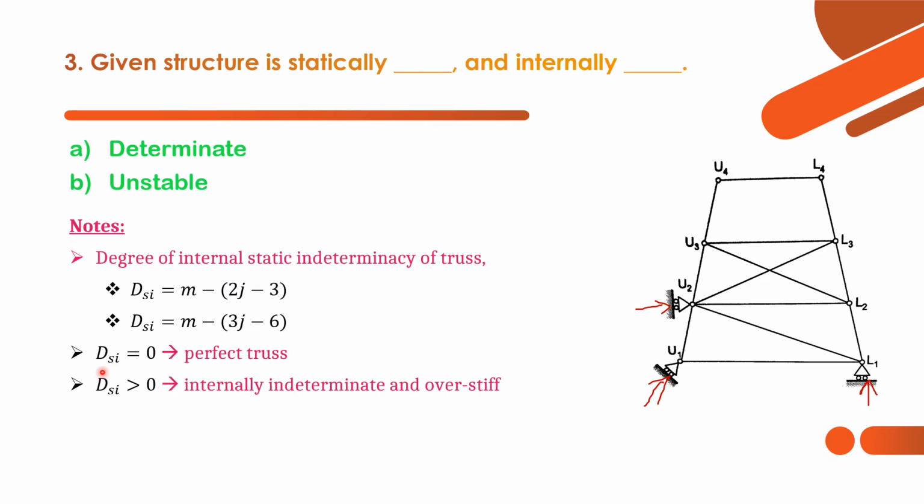And when DSI, that is the internal static indeterminacy of the truss, is 0, then that truss will be called a perfect truss. When it is greater than 0, then that will be called internally indeterminate and overstiff. When it is less than 0, it will be internally deficient and geometrically unstable. So these are the inferences that we have to note from the degree of static indeterminacy. Now let's move on to kinematic indeterminacy.